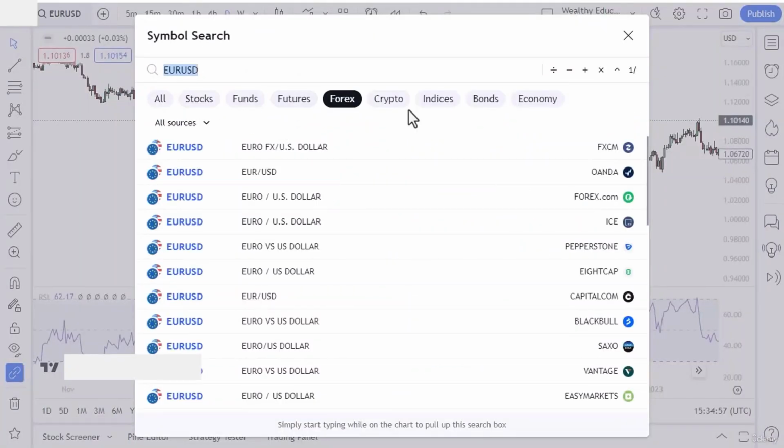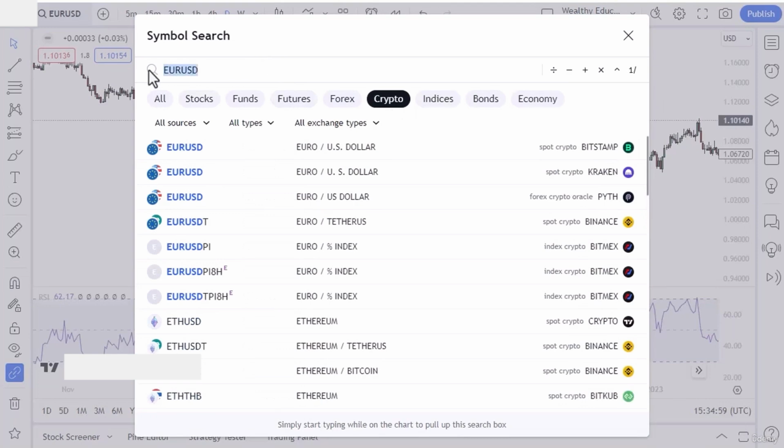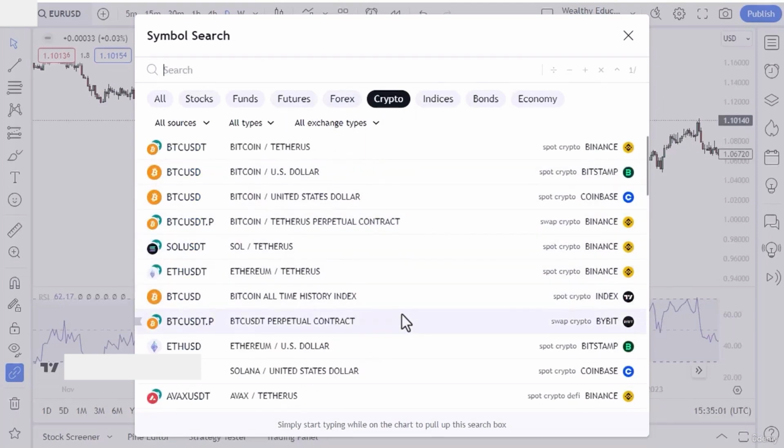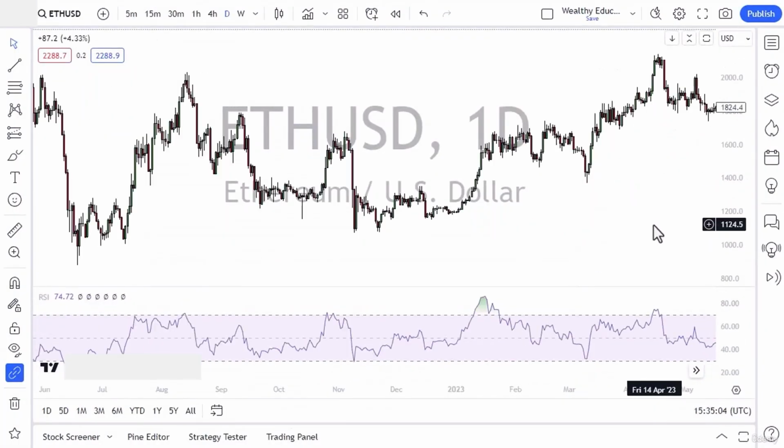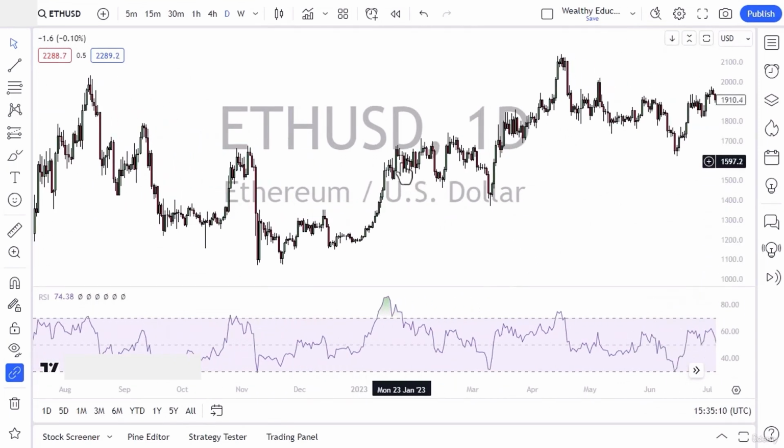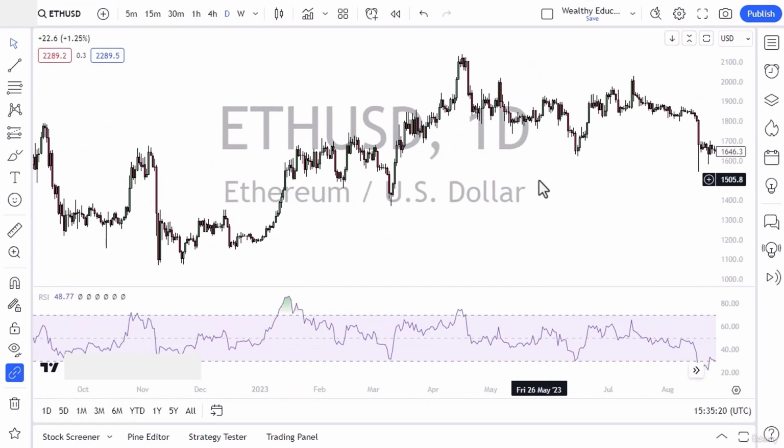Let's go ahead and take a look at a cryptocurrency. Do Ethereum. This is the daily. This is the overbought condition, but notice something. It went higher anyways. It did pull back, in all fairness, I suppose, but it went higher after that. So you do have to use it in conjunction with like support and resistance, price action, like what the candlesticks are doing, that type of thing.